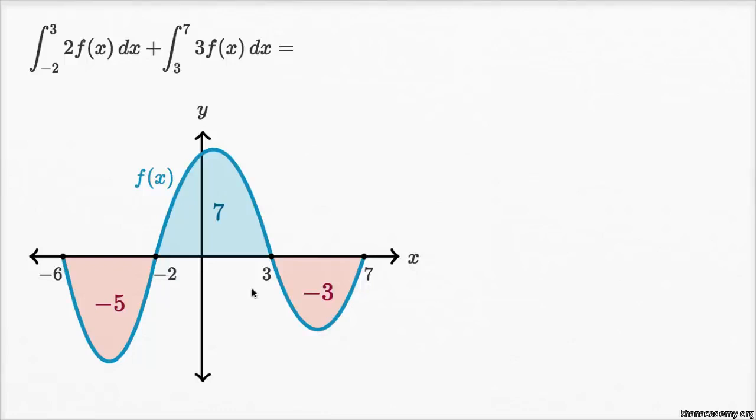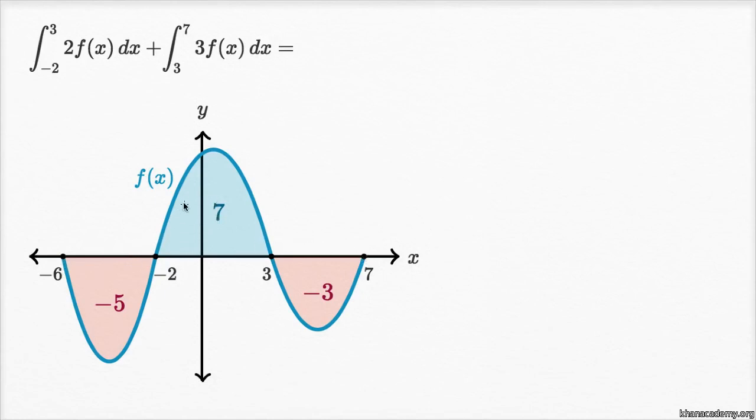So what we're going to do in this video is several examples where we evaluate expressions with definite integrals. And so right over here we have the definite integral from -2 to 3 of 2f of x dx plus the definite integral from 3 to 7 of 3f of x dx. And all we know about f of x is the graph of y equals f of x from x equals -6 to x equals 7.